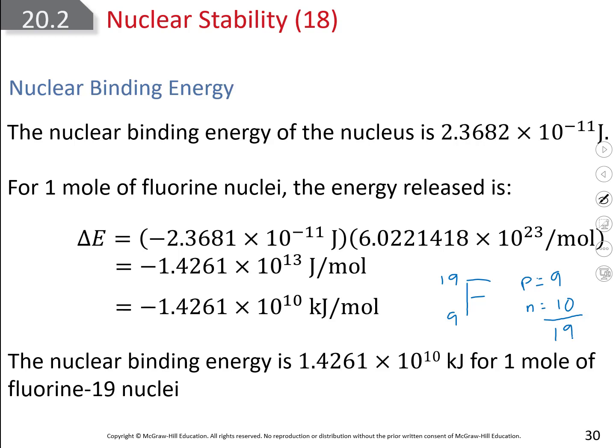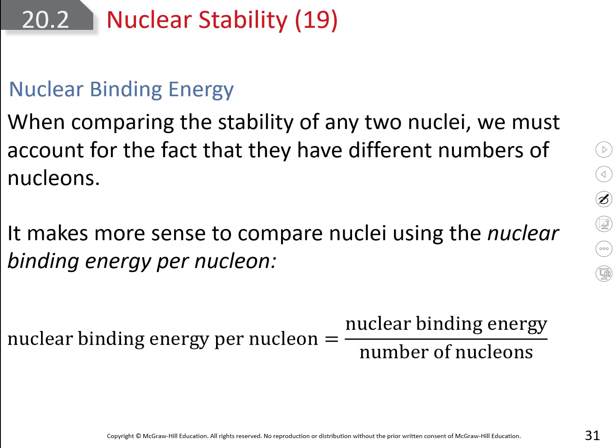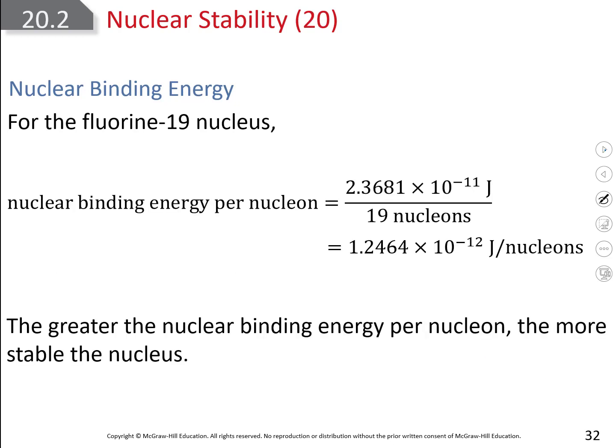So more likely I'm going to ask you to calculate what is the binding energy per nucleon. You take that nuclear binding energy, delta E, that we just calculated, and just divide it by the number of nucleons, which is the sum of the protons and neutrons. So for fluorine 19, we would take that delta E and divide by 19 nucleons and get joules per nucleon.